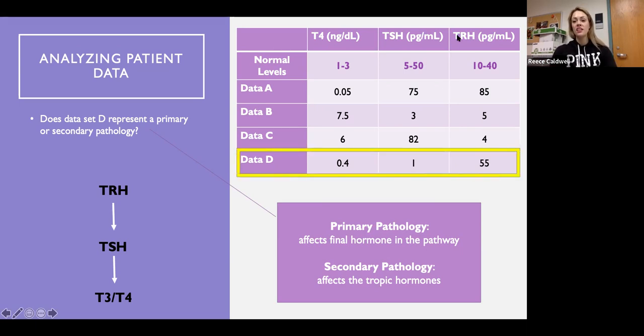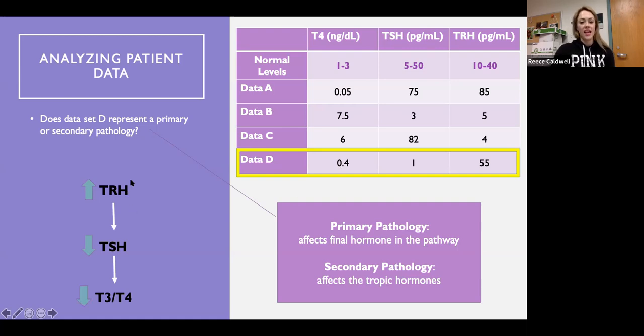So we see that TRH for data set D is above normal levels. So we draw our up arrow. We see that TSH is below the normal levels at 1. So we draw a downward arrow. And we see that our T4 levels are also below our normal levels. So we draw a down arrow there.